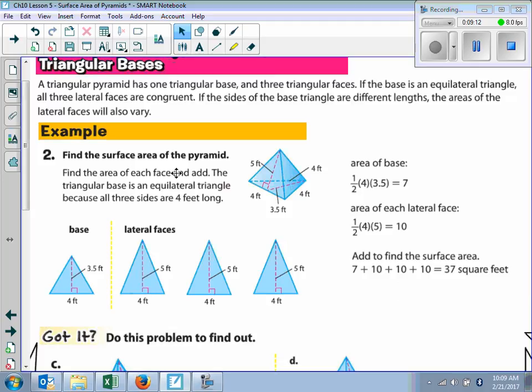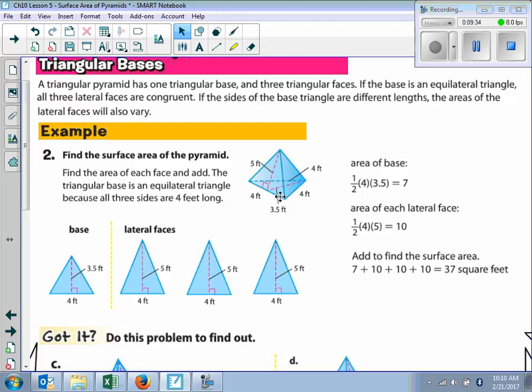So here it says find the surface area of the pyramid. So this is our pyramid. Here are the shapes of all of the faces. And you can see they're all triangles. So 1/2 base times height. Okay?